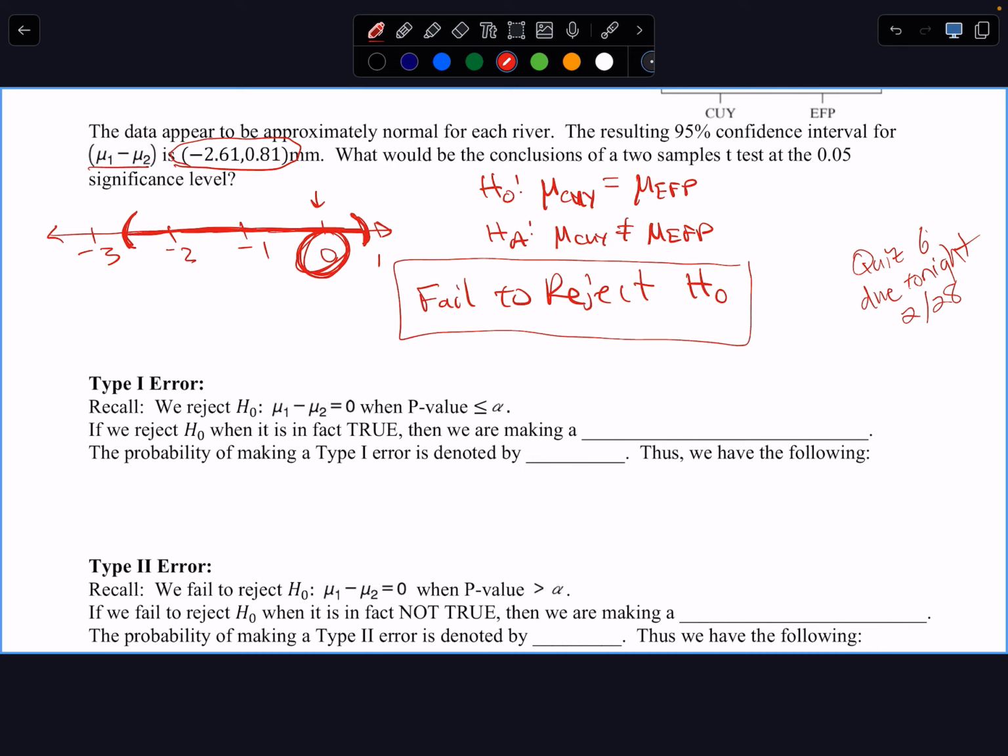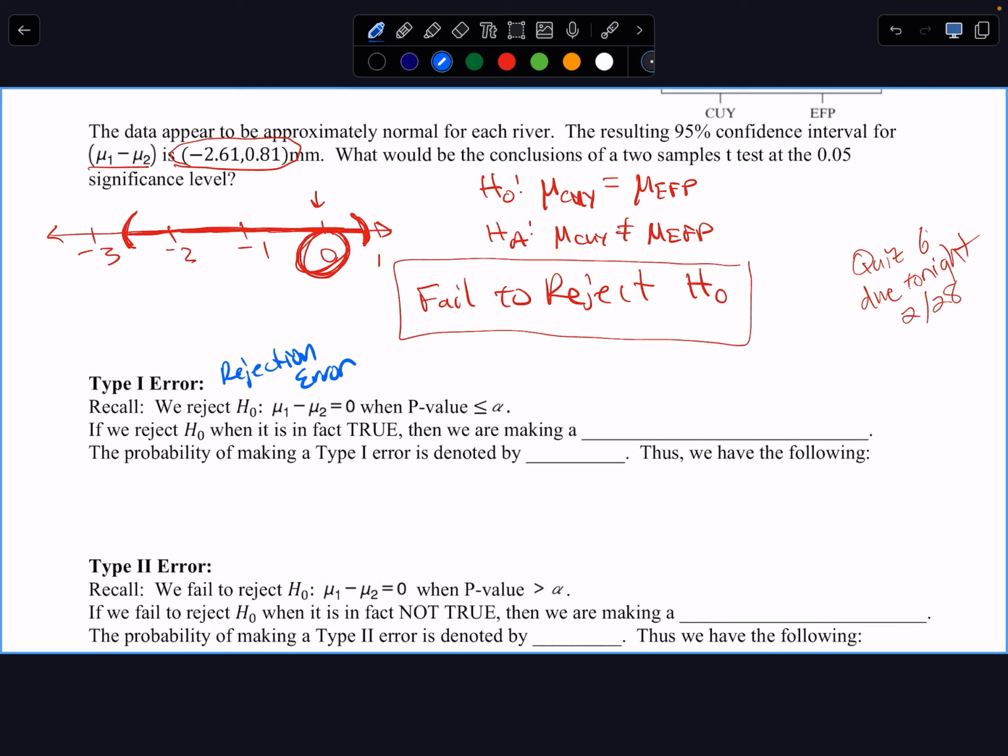All right? So when we reject the null hypothesis, we can reject it when we should reject it, or we can reject it and make an error. All right? And the error that we make when we reject the null hypothesis is known as a type 1 error. And so I remember this by saying a type 1 error is a rejection error. The only way that we can make it is if we reject the null hypothesis. All right? And remember, we do that when our p-value is less than or equal to alpha.